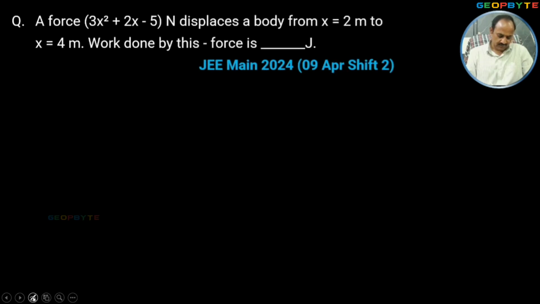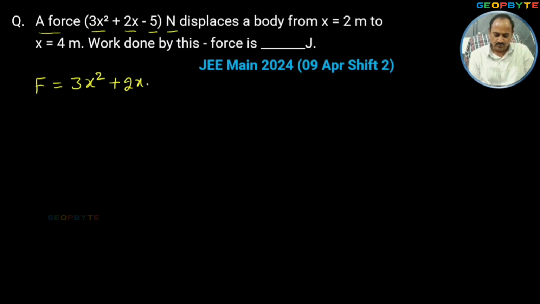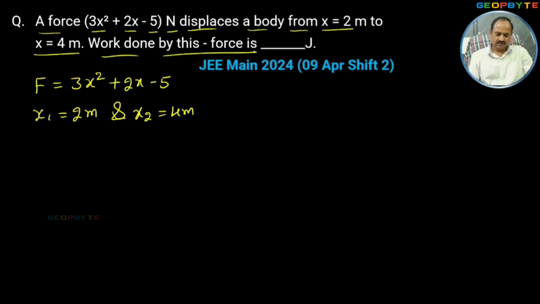Look at the question. Try to read it clearly. A force 3x square plus 2x minus 5, which is in newtons. That means force is given in terms of displacement. 3x square plus 2x minus 5 displaces a body from x equal to 2 meter to x equal to 4 meter, x1 equal to 2 meter and x2 equal to 4 meter. You are asked to decide what is the work done.